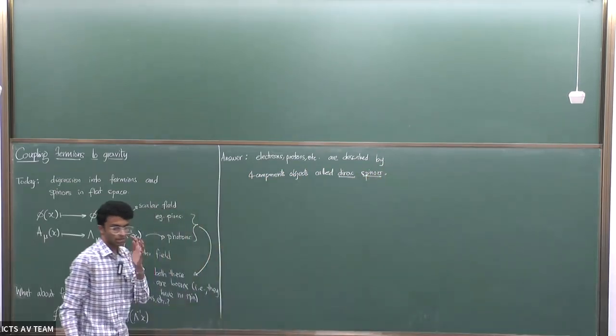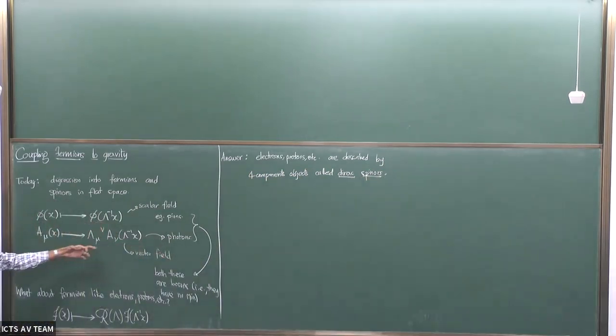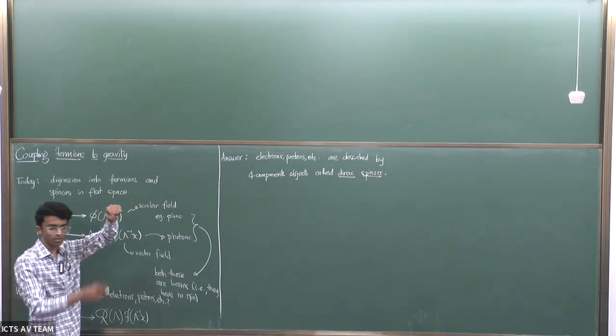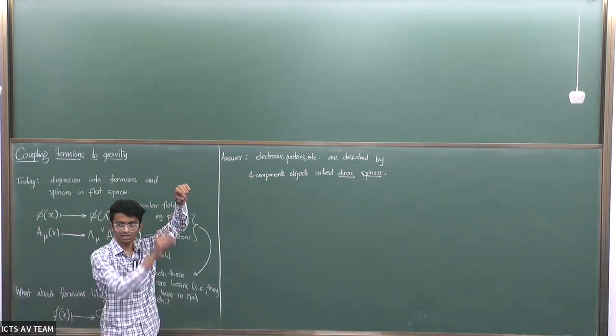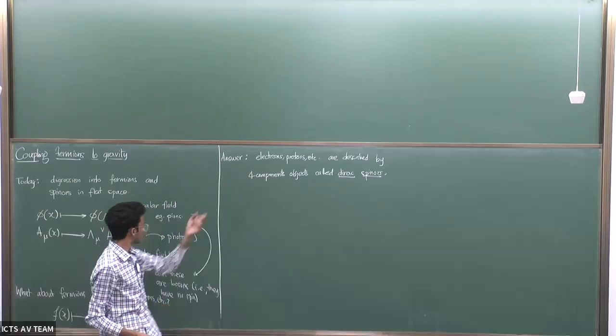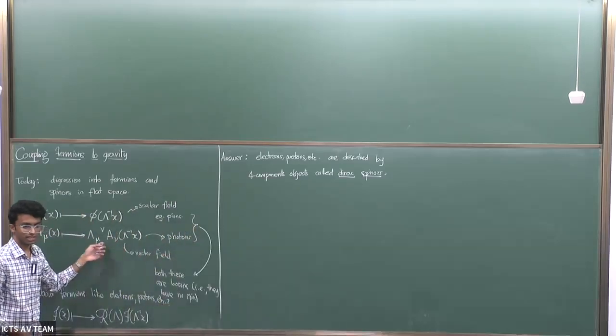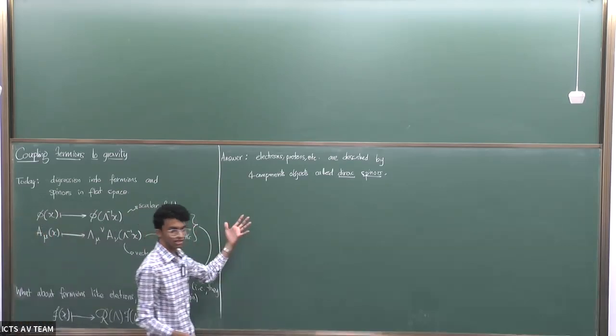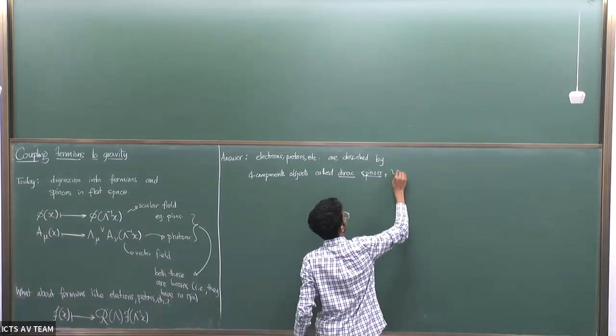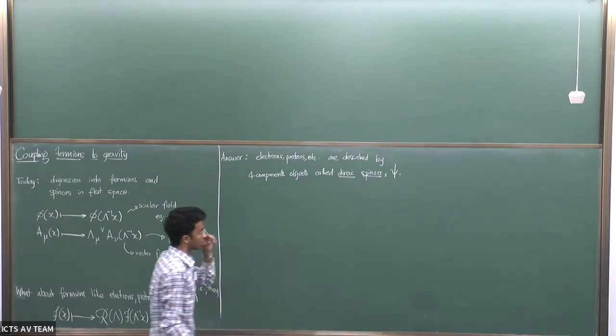Okay. Now, just because it's four component, remember that A mu was also four component, right? But A mu was a vector, it's not a spinor. Here also you'll get a four component object. You'll get a column matrix of just four numbers, but it won't transform like a vector. It'll transform in a more complicated manner. So I'll give you the transformation. So Dirac spinor, I will use psi for a Dirac spinor.